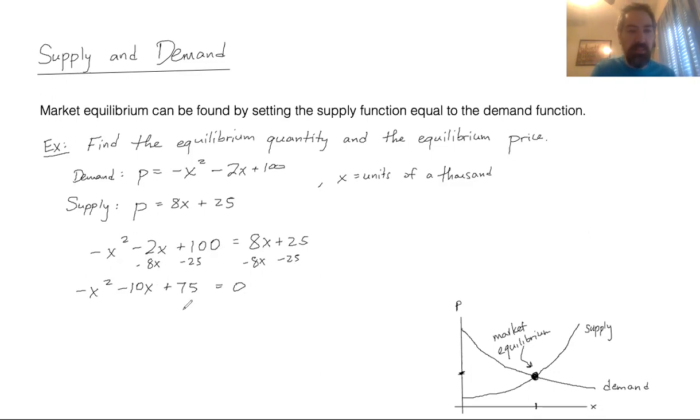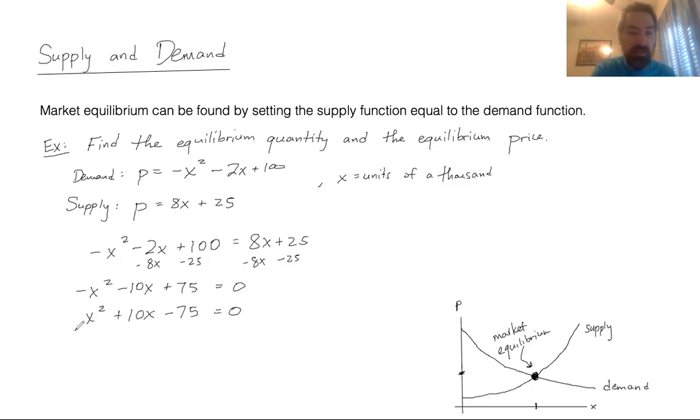And in the next step, I'm going to multiply everything by negative 1. Why am I doing that? So that my x squared term will become positive, because I like working with positive leading terms. So multiplying everything by negative 1 will change the sign of each term. A positive x squared, positive 10x, and negative 75 equals 0.